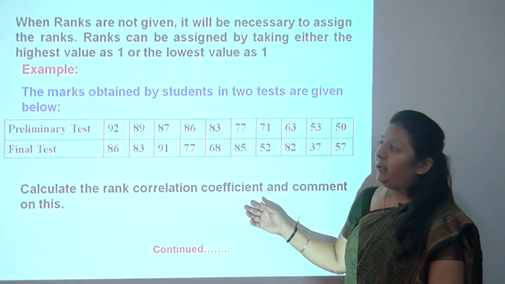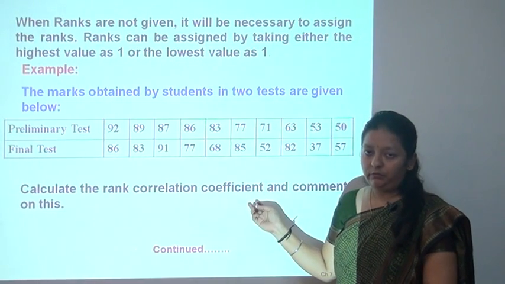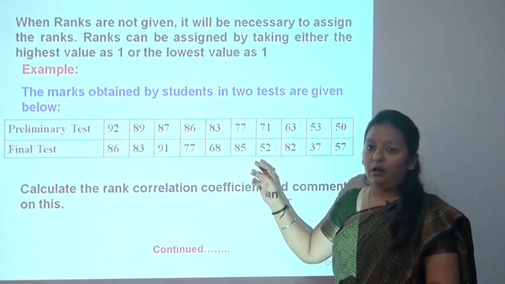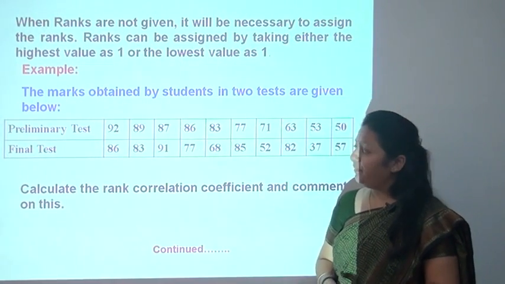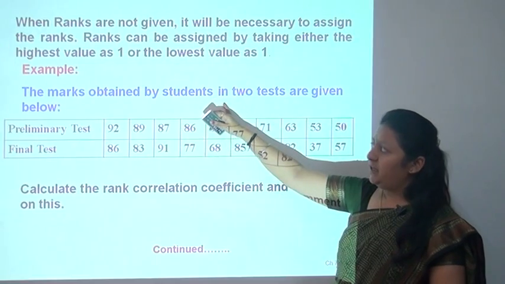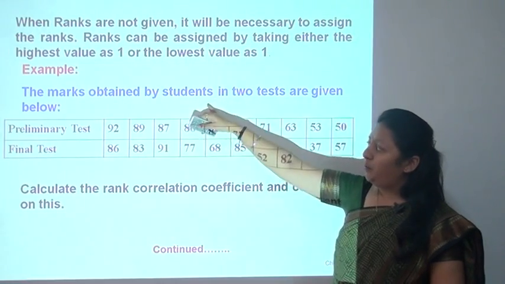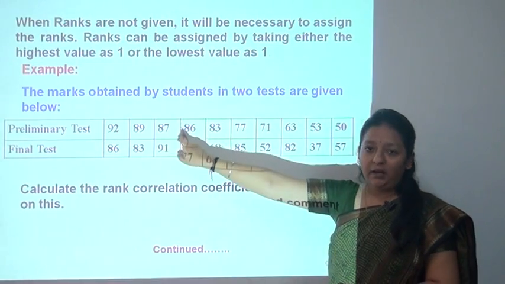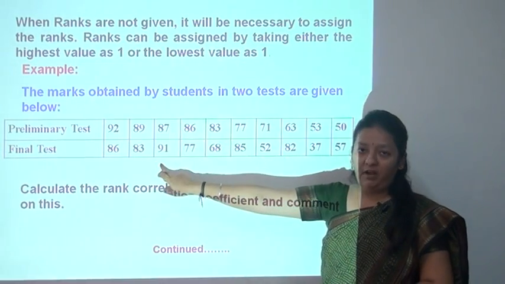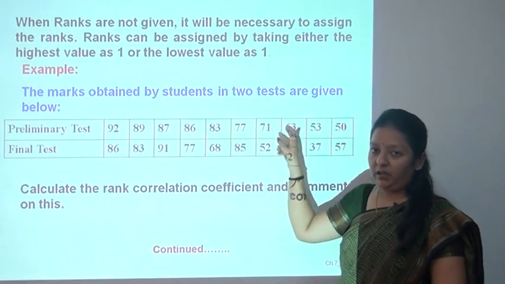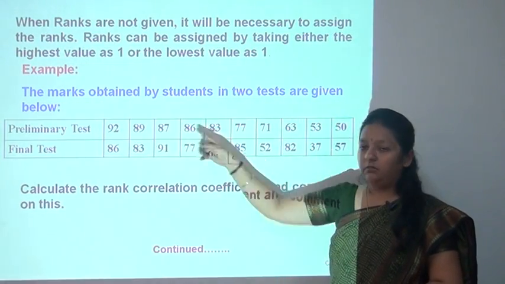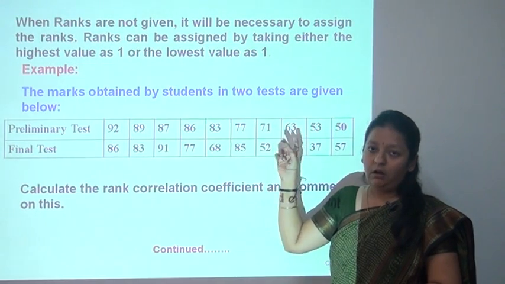Again, when the ranks are not given for the two variables, the rank correlation can be found using the same formula. Here is an example. The marks obtained by students in two tests are given below, in the preliminary test and in the final test. We will have to rank each and every observation in the variables.